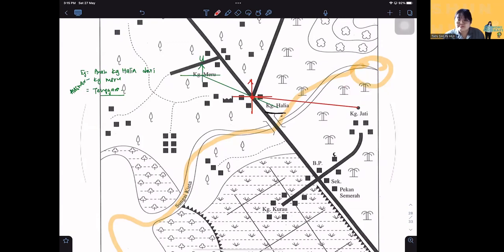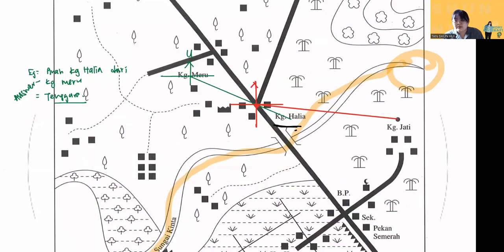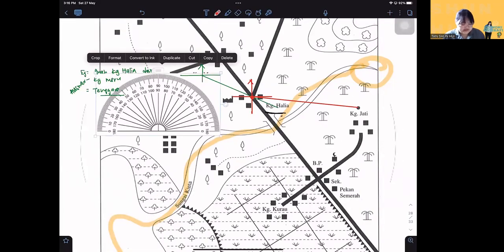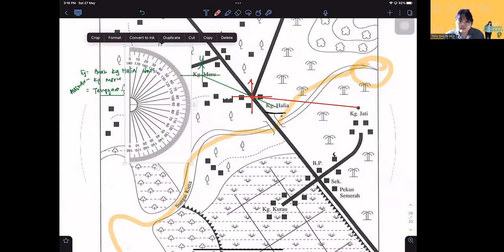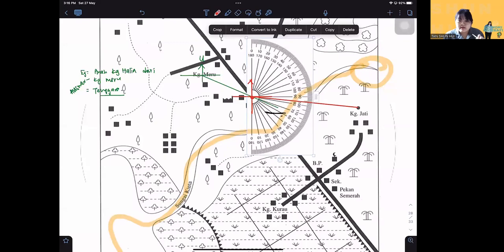So you're going to measure. Let me create one more protractor first, because my protractor is non-reusable, okay? So I need to drag one more out. Okay, my protractor is out. So what do you do? You're going to put your protractor exactly on this. Okay, so what's your answer? What answer will you get?